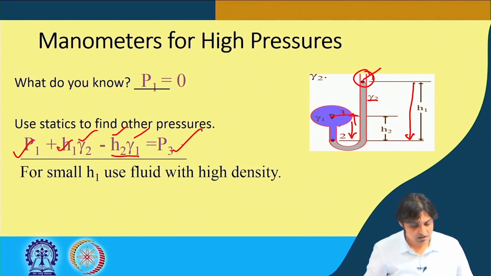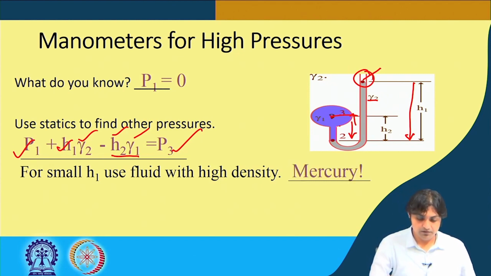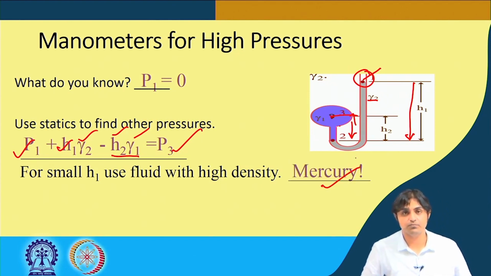For small h1, this one, we use fluid with high density, okay, because in reality the atmospheric pressure must be taken into account, P1. Okay. So we generally use mercury in manometers. Okay, good.